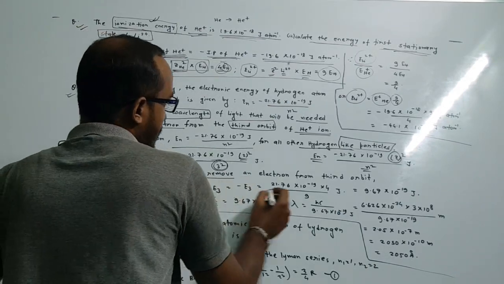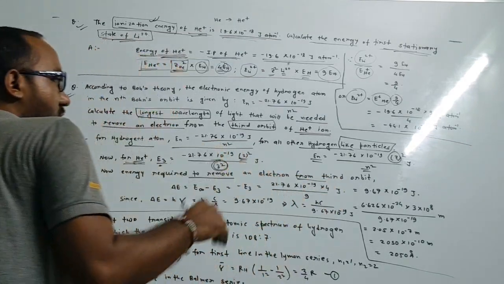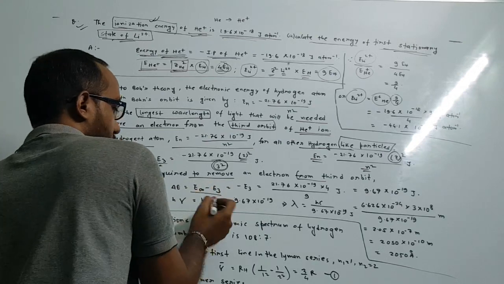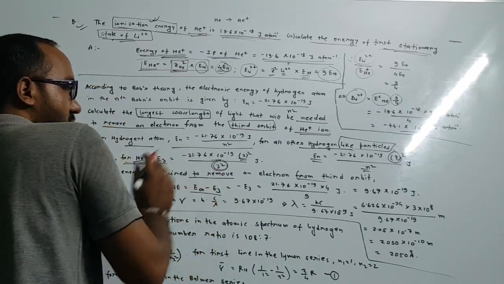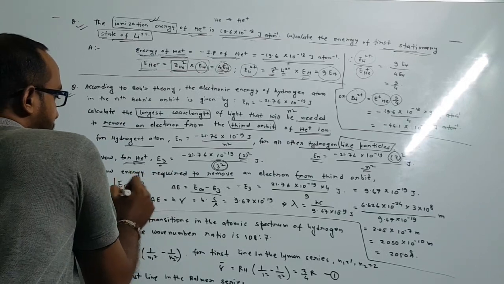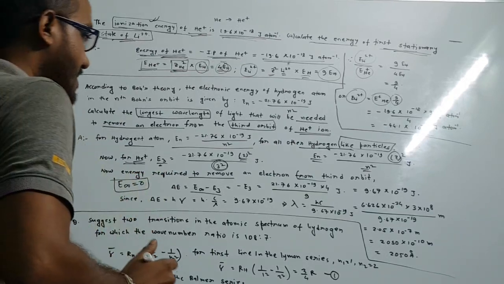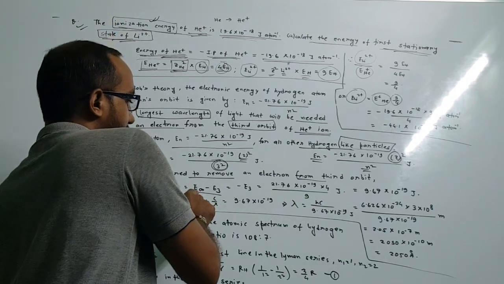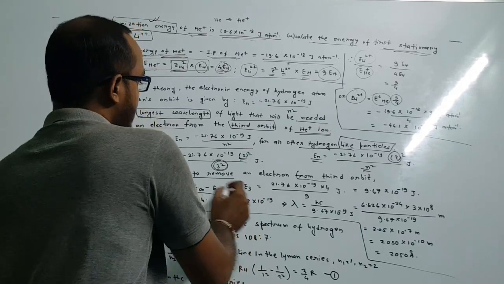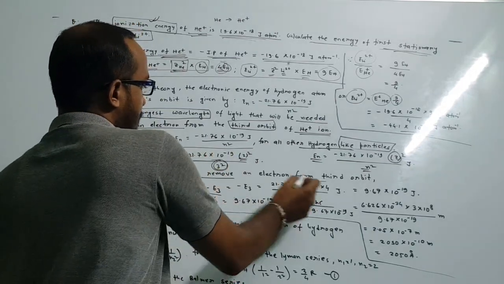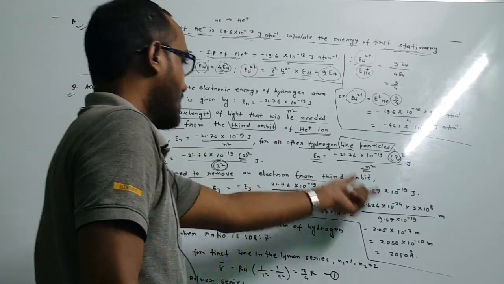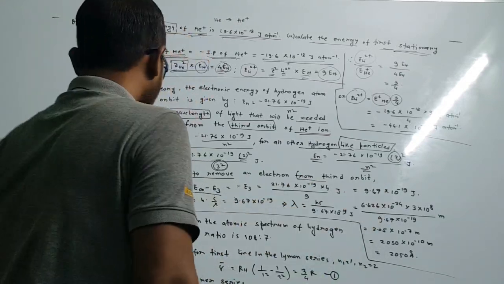Now the energy required to remove an electron from the third orbit. From third orbit to where? From third orbit to infinity. So we know E2 minus E1, here it would be E infinity minus E3. And always remember, energy at infinity is always 0. So E infinity is 0, and delta E would be minus E3. Now we know E3. Put the values, and this minus would become plus. Calculate, and you will get the energy.